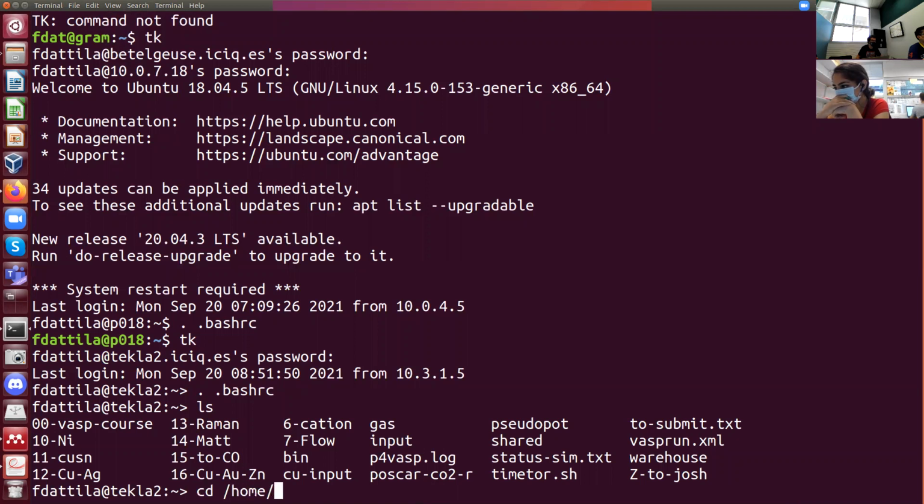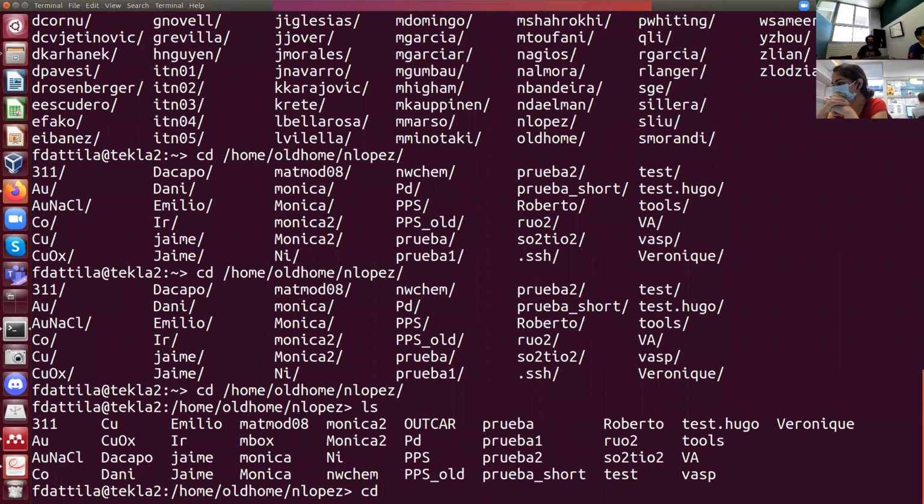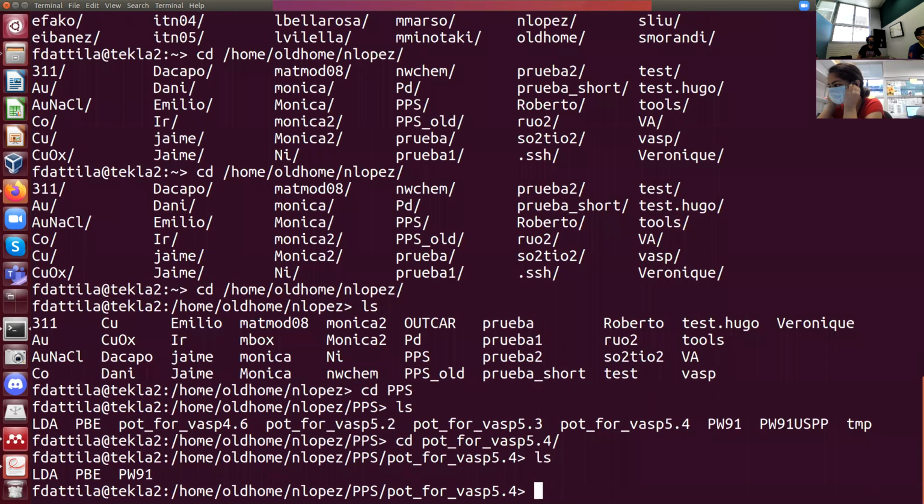So we got it from the boss, from Nuria. It's not that all of us need to have a local copy of the pseudopotential. We simply have a general folder in the Tekla home of Nuria, and so we always take the value from here. So you see PPS, then we use the pseudopotential from VASP 5.4. I mean, now we are using 5.3, but in the future we will use 5.4, that is the latest version of VASP.